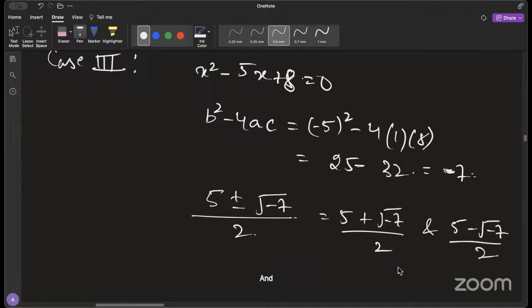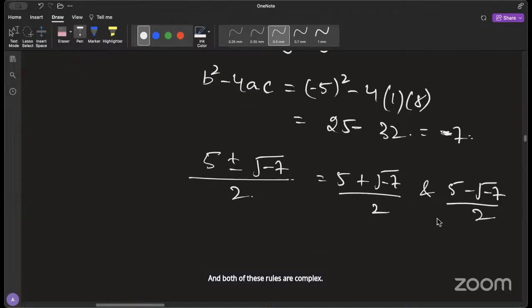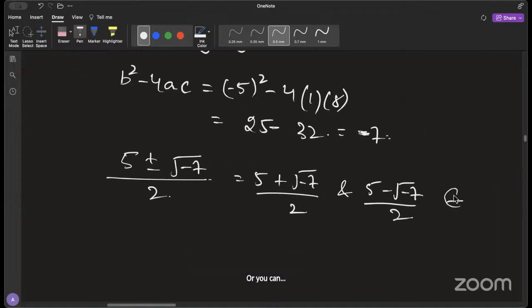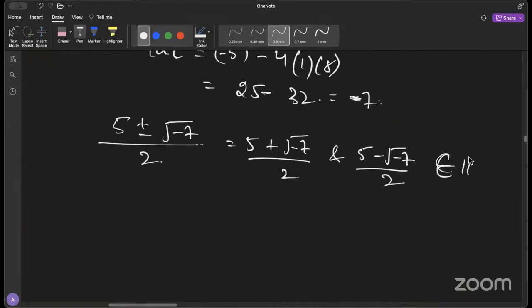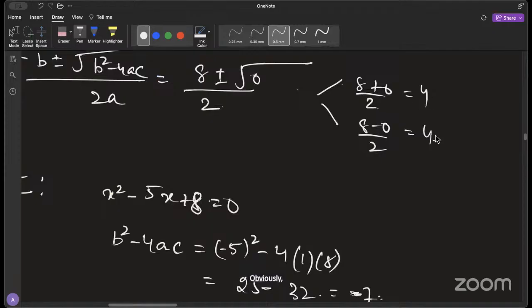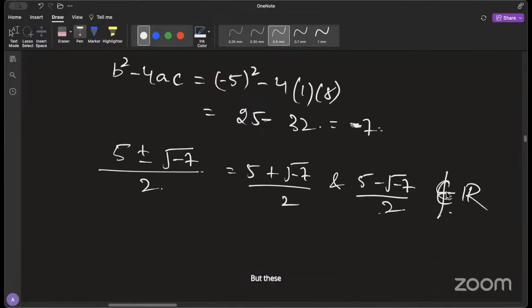And both of these roots are complex, or these don't belong to real numbers. Obviously the other ones were also complex, but these are the ones that don't belong to real numbers. That's the distinction. Is that okay? Yes, ma'am.